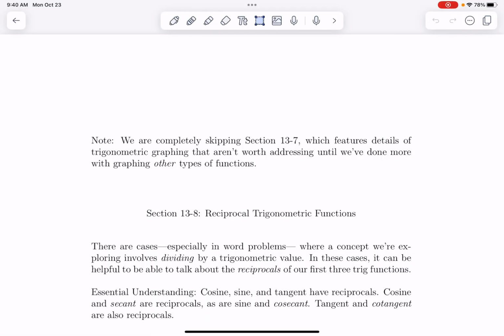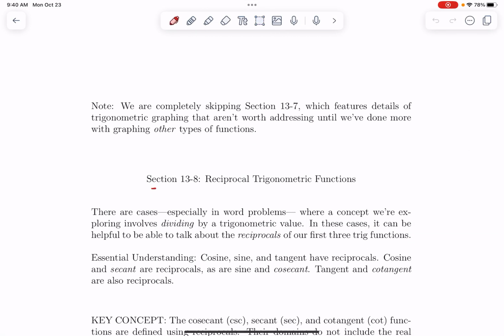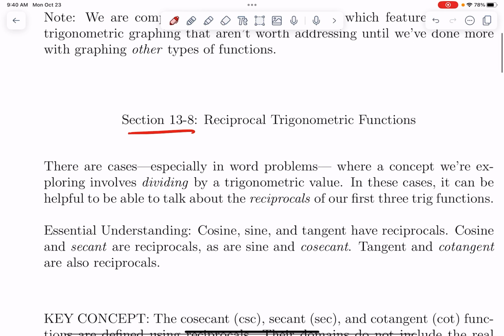Hi there. In this section, I'm going to talk about section 13.8. 13.7 we're skipping. It involves some rather tricky graph stuff that is really not worth talking about now. We might circle back to it at the end of the year. But in section 13.8, we will be talking about reciprocal trigonometric functions.